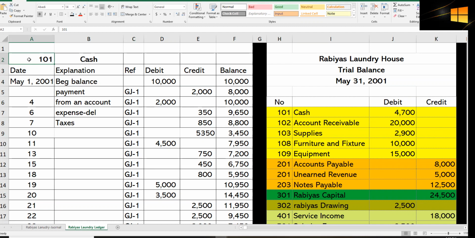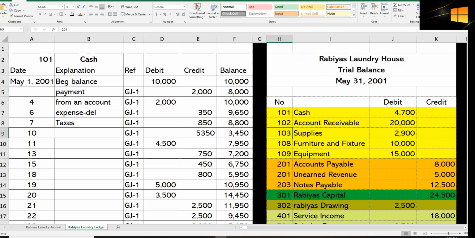Kasi doon sa ating mga account numbers or sa mga reference number na ginagamit natin, that is unique. Meaning, 101 is intended only for cash. 102 is intended for account receivable. As you can see here, ito po siya. So this one resembles your chart of accounts. Kung mapapansin po ninyo, yung chart of accounts po natin, meron din po siyang heading, pero yung kanyang sulat dito is chart of accounts. And then meron din po siyang period of coverage.